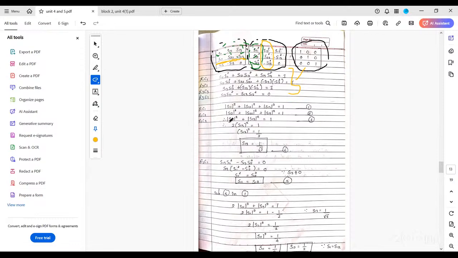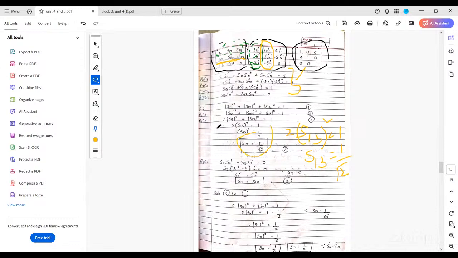From R3, C3, what did we get? The same is repeated: S13, S13. In the third equation, it is repeated 2 times. So I am writing 2 times the modulus of S13 squared equal to 1. From this, I calculated S13. What S13 did I get? S13 equal to 1 by root 2.